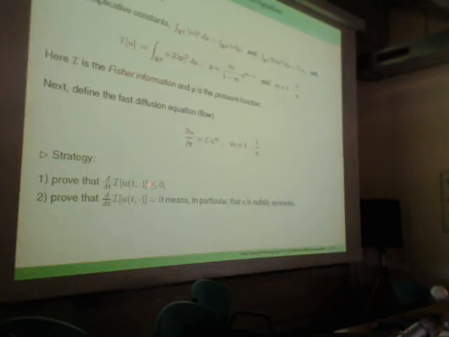this energy function, this Fisher information, is decreasing when we keep the mass constant. And then we want to prove that when it is equal to 0, you have an initial value for which the energy is constant along the flow. Then we will prove that these functions are radially symmetric. So this is the strategy.